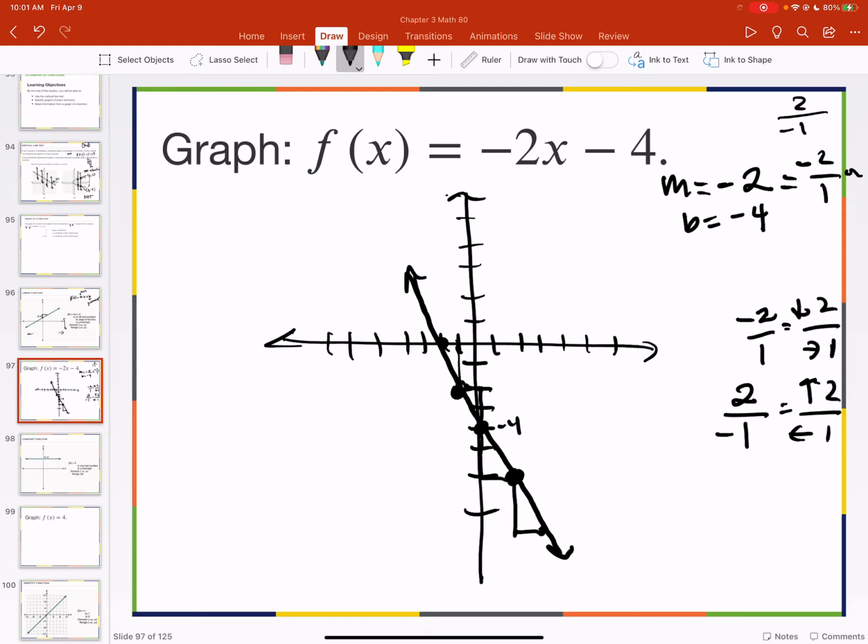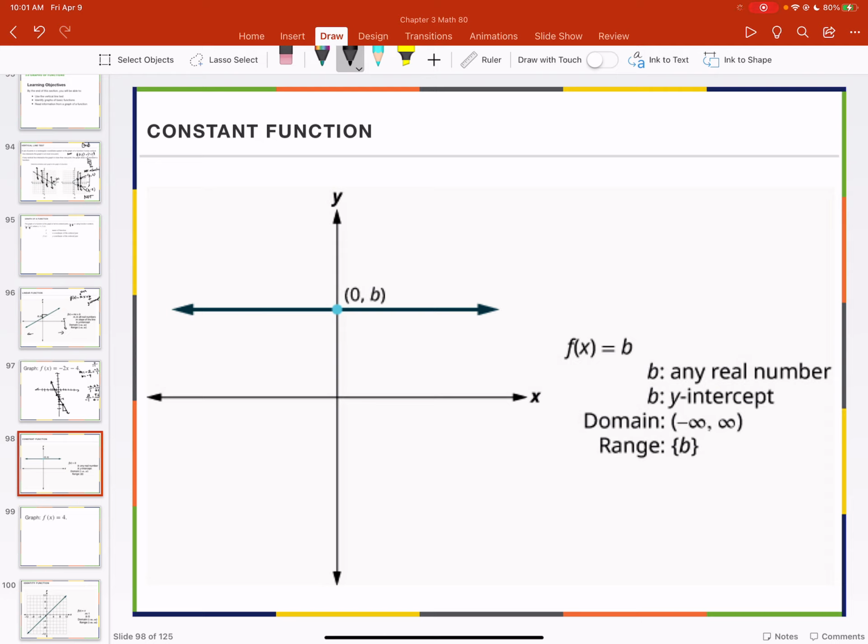All right, how about the constant function? So the constant function is a horizontal line, where there is no slope, right? So it's basically just y equals a number, or f of x equals a number, where b is any real number, also the y-intercept. The domain is negative infinity to infinity, because you can see that it goes out all the way to the left and all the way to the right.